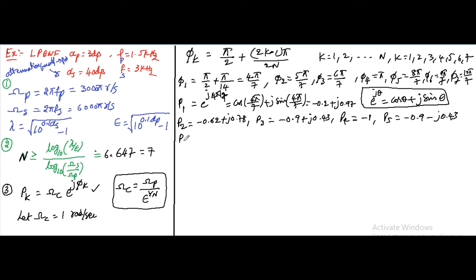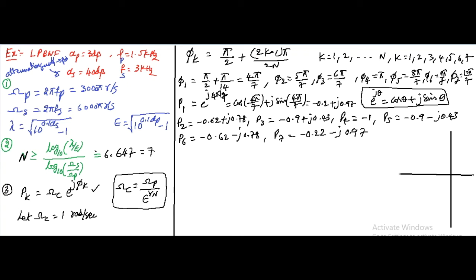And once again I am saying here these are approximate values. P6 is minus 0.62 minus j 0.78, and P7 is minus 0.22 minus j 0.97. So these are the poles. If you want to locate these poles on S-plane, just try to draw one S-plane here. S-plane consists of one imaginary axis and real axis, right?